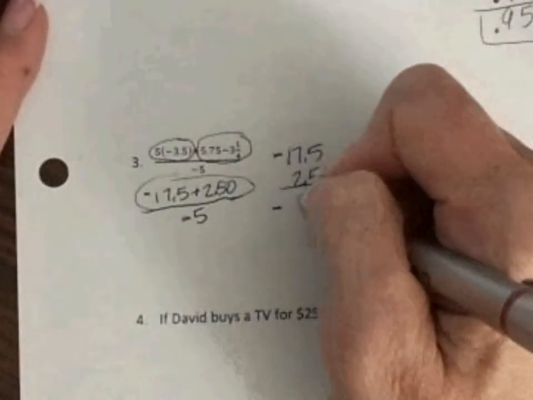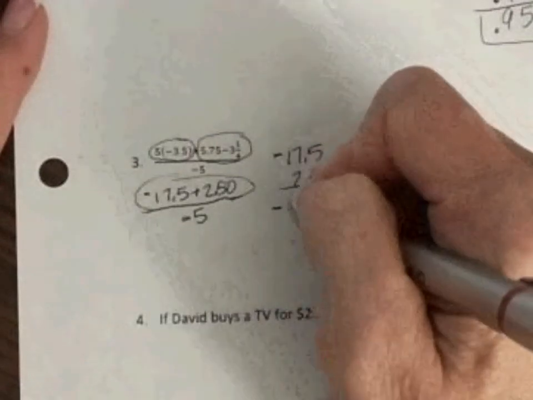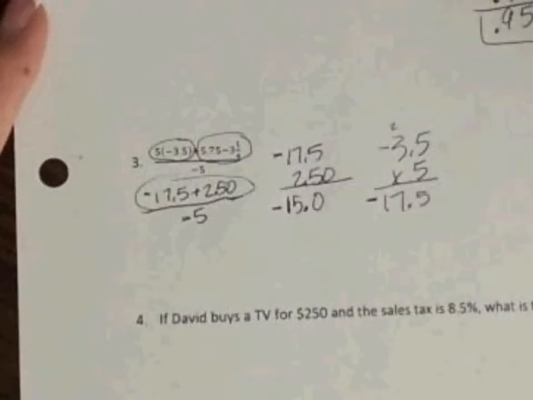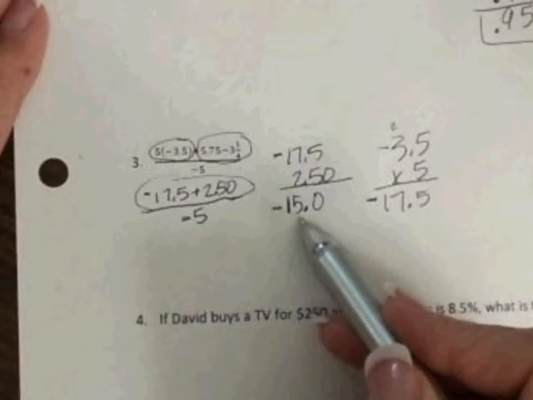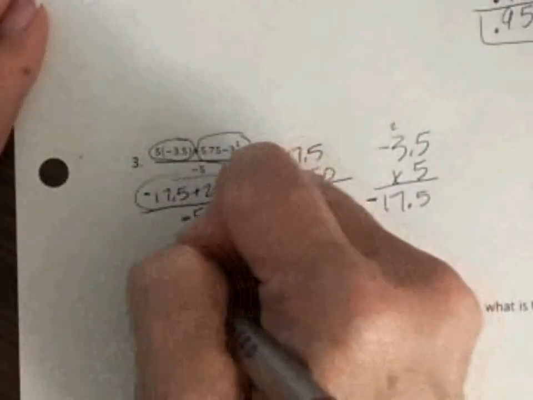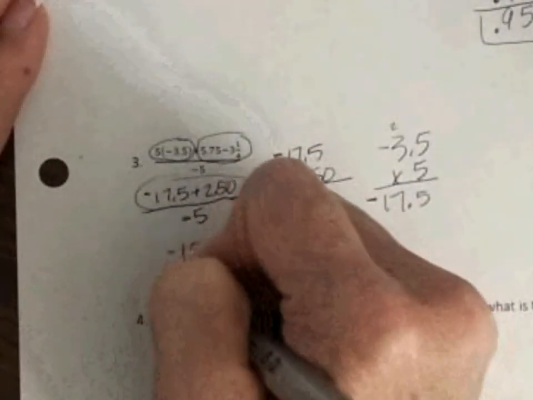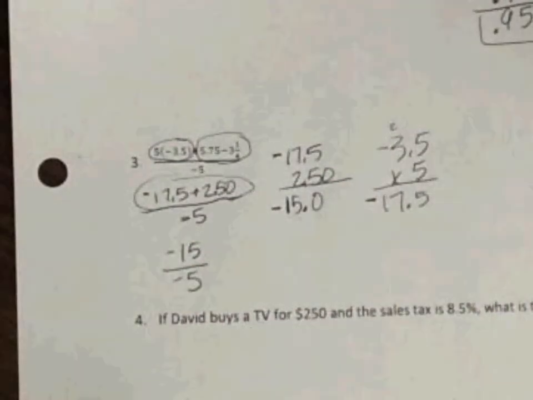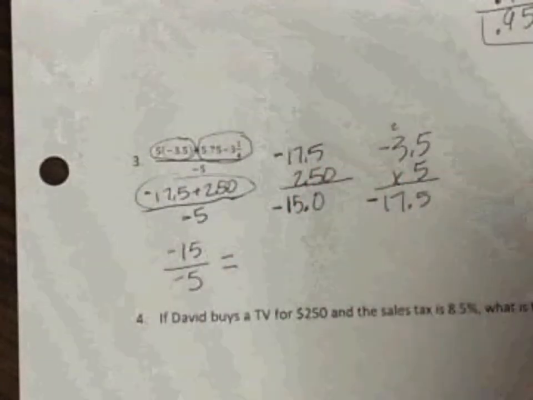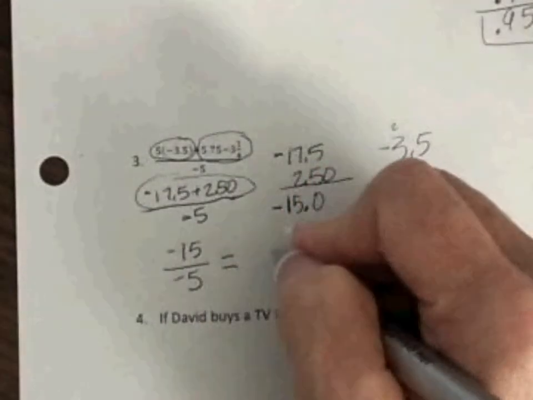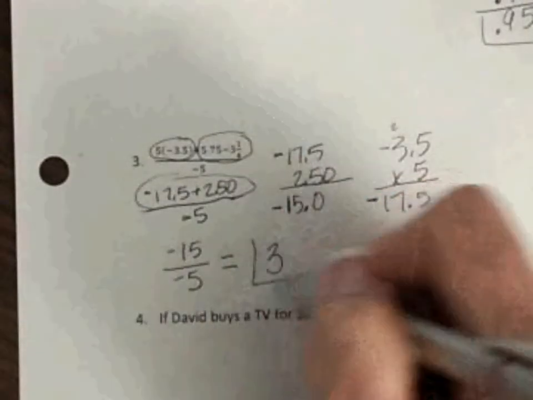17 minus 2 is 5. Bring down your decimal. 1 minus 0 is 1. So this becomes negative 15. I have negative 15 over negative 5. When that is an improper fraction, we're going to reduce. That's like dividing negative 15 and negative 5, and when we're dividing by two negatives, that becomes a positive, so our answer is positive 3.